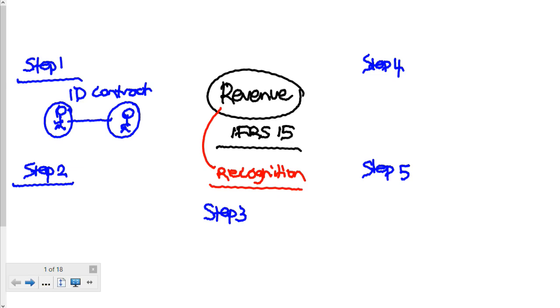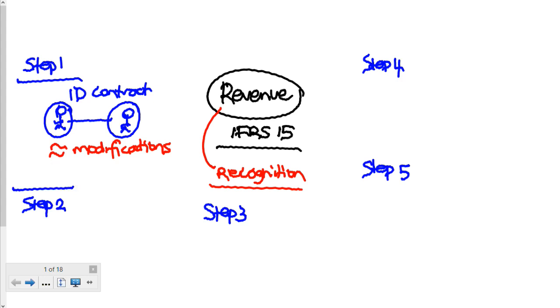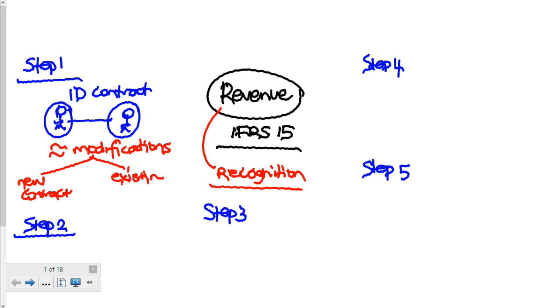When we look at this contract story, there's a little additional thing which has to do with modifications to contracts. When we have modifications to contracts, we look at 2 things. We look at whether the modification is a new contract or whether it's an existing contract that's being modified.